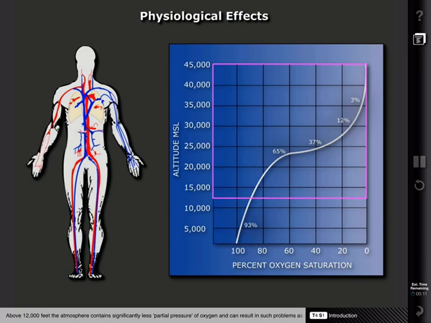Above 12,000 feet, the atmosphere contains significantly less partial pressure of oxygen and can result in such problems as hypoxia and decompression sickness.